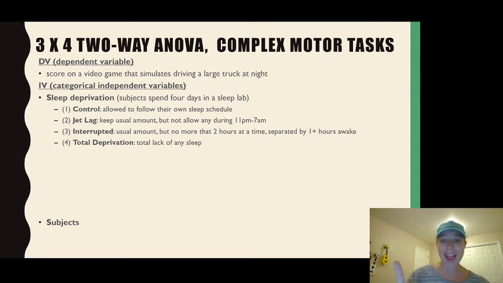Factor A, or the first factor, was sleep deprivation, and it had 4 levels. So there are 4 possible sleep conditions that each participant was randomly assigned to. First was the control. For all 4 days, they got to sleep whatever their normal schedule was. Group number 2 was the jet lag group, and they could keep getting the regular amount of sleep, but they were not allowed to sleep between 11 p.m. and 7 a.m. So, jet lag sleep.